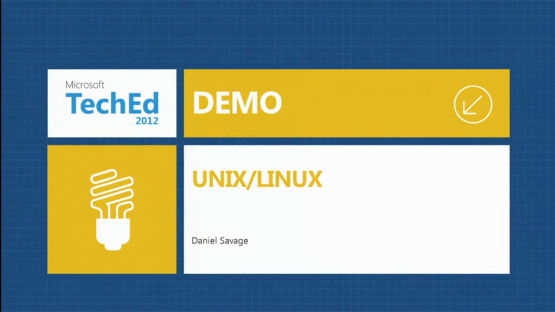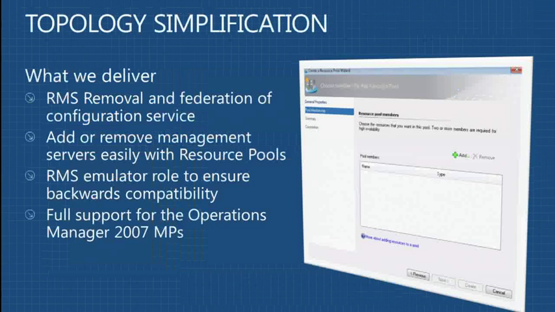So through the last two demos, I talked about a concept of resource pools. So I want to spend a little bit of time taking you through what we've done in that area. And it's really what we've called topology simplification. This is really how we termed the investments we were making based on feedback from 2007 R2. So what are we delivering with topology simplification?